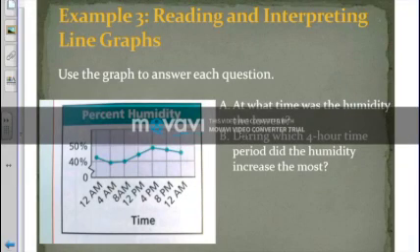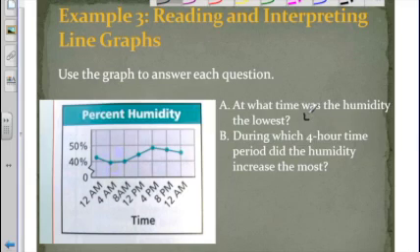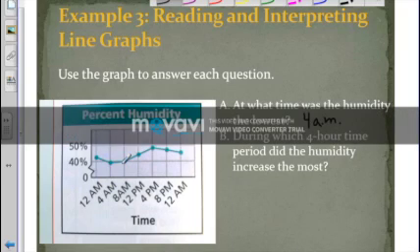At what time was the humidity the lowest? So I look here at the line graph, I'm looking for the lowest point, and I see it's right here at 4 a.m. You'll notice there's 4 a.m. and 4 p.m. Make sure that you are writing units. Next question. During which 4-hour time period did the humidity increase the most?